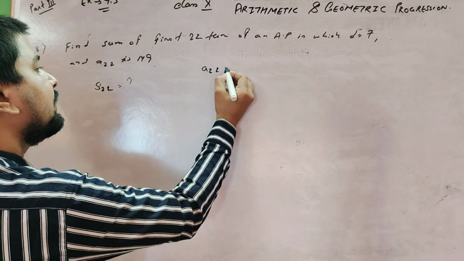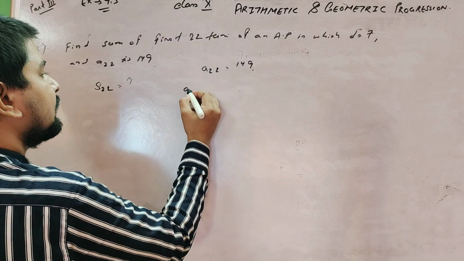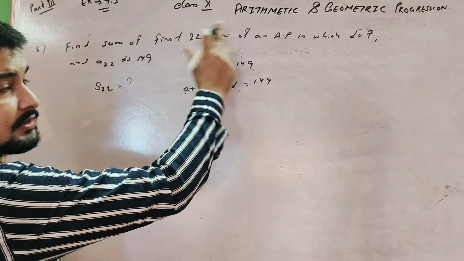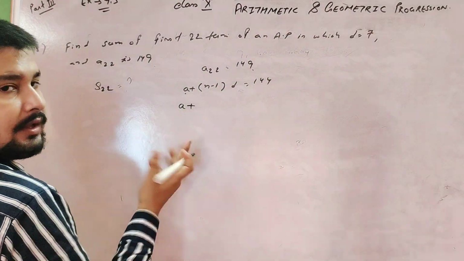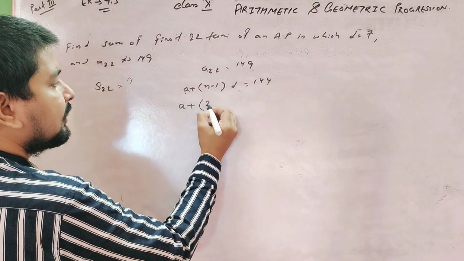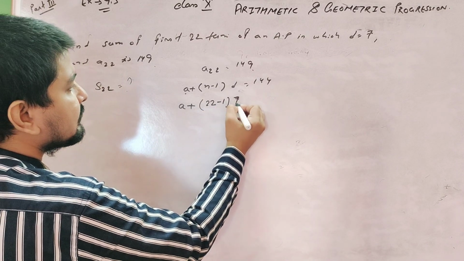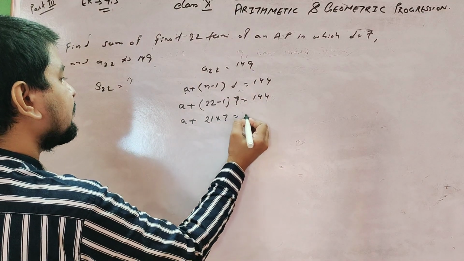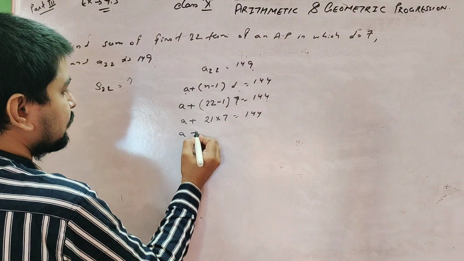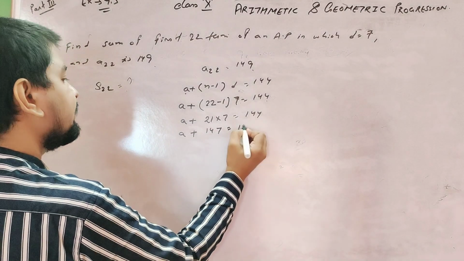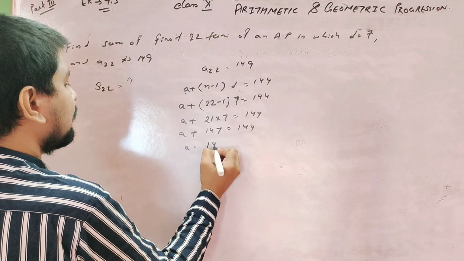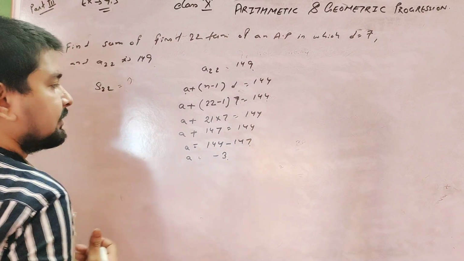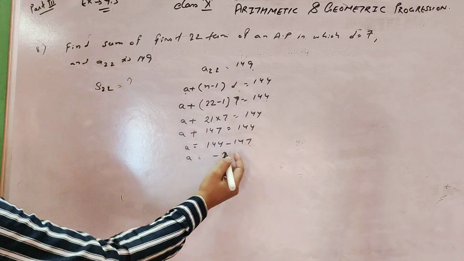What is given? a22 equals to 149. So a plus n minus 1 d equals to 149. a, that is the first term, is not given, so we use a. n is 22, 22 minus 1, d is 7, equals to 149. So a plus 21 into 7 equals to 149. So a plus 147 equals to 149. So a equals 149 minus 147. So a is equal to 2. We get the value of a.